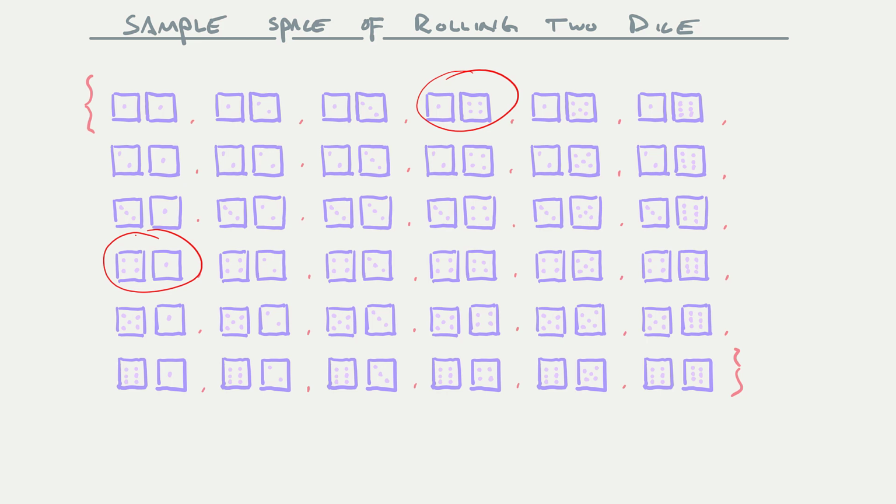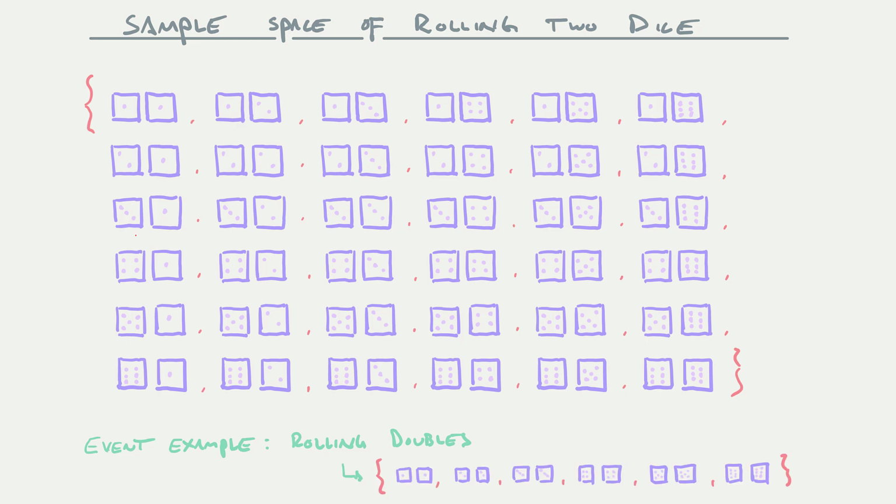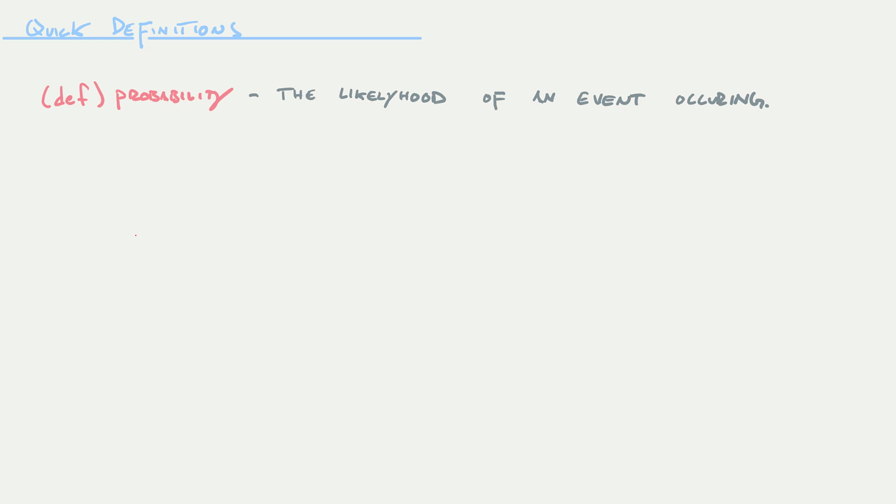So maybe as an example of an event that you might be interested in, suppose that you want to find the probability of rolling doubles, right? So our event is a collection of outcomes in this situation. It's the set that contains double 1s, double 2s, double 3s, double 4s, double 5s, and double 6s. So there's 6 ways to roll doubles in this set of 36. And that is actually how you calculate the probability of rolling a double.